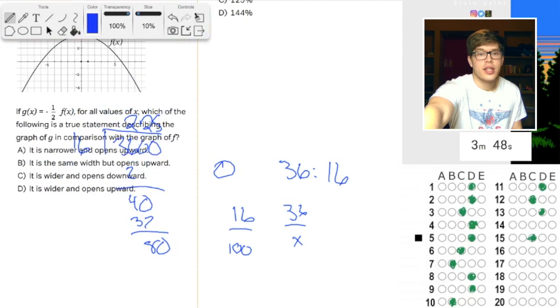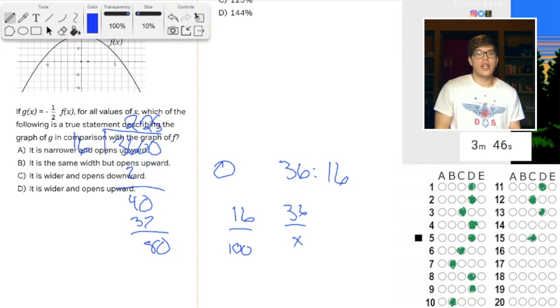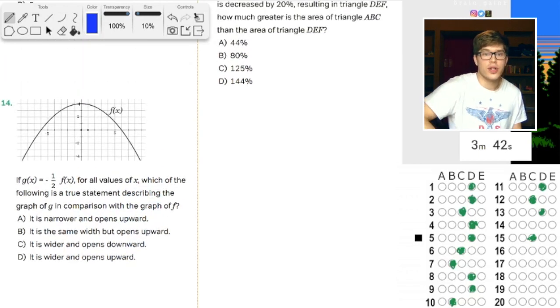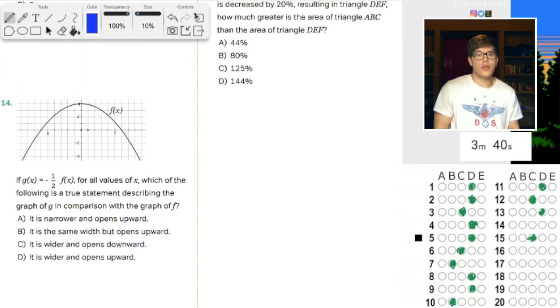14. G of x is negative 1/2 of f of x. Okay, so this is a quadratic. If it's negative, it's going to flip it, so it's going to open upward. And if it's a half, it's going to be really wide, so it's going to be wider and open upward. Let's see, which is a true statement? Wider and open upward. So 14 is D.